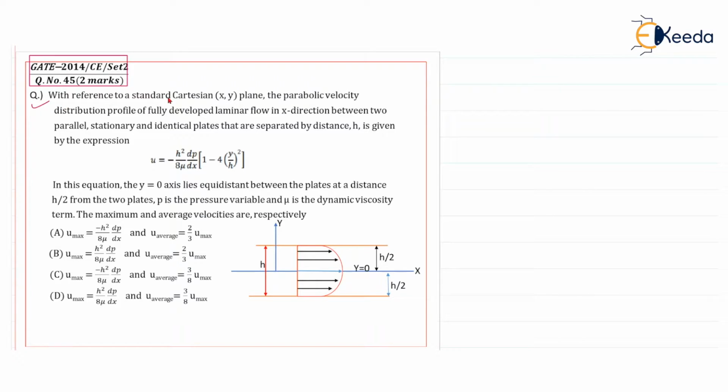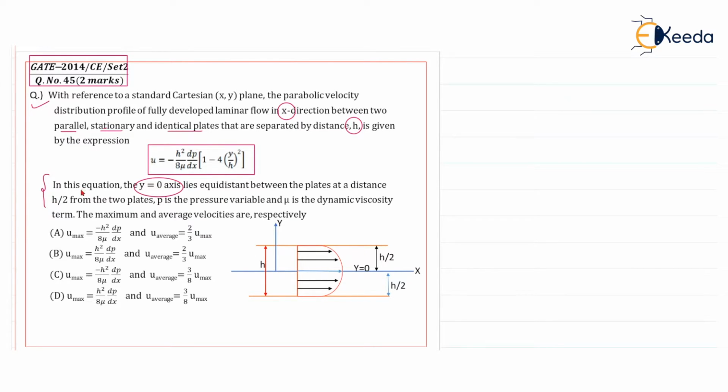With reference to a standard Cartesian coordinate xy plane, the parabolic velocity distribution profile of fully developed laminar flow in x direction between two parallel, stationary and identical plates that are separated by distance h is given by the expression u is equal to minus h square by 8 mu dp by dx into 1 minus 4y by h whole square. In this equation, y equal to 0 axis lies equidistant between the plates at a distance h by 2 from the two plates. Very important line.